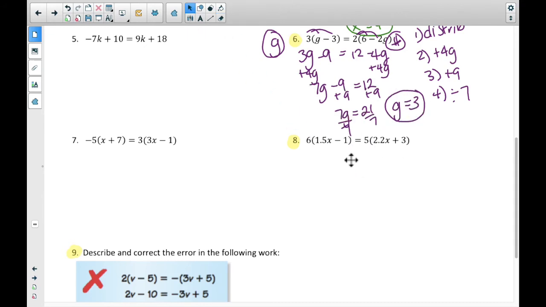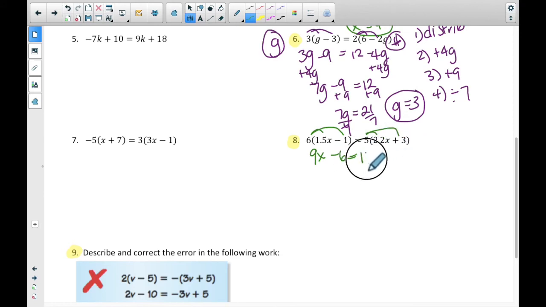Okay, I decided instead of erasing that, we just move them, so I've still got them there. But, all right, we need a calculator, and we're going to distribute because I see parentheses, and I see adding and subtracting inside the parentheses, and I see a number outside. So when I multiply 6 times 1.5, I get 9x minus 6 is equal to 5 times 2.2. Use my calculator. It's going to be 11x plus 5 times 3 is 15.